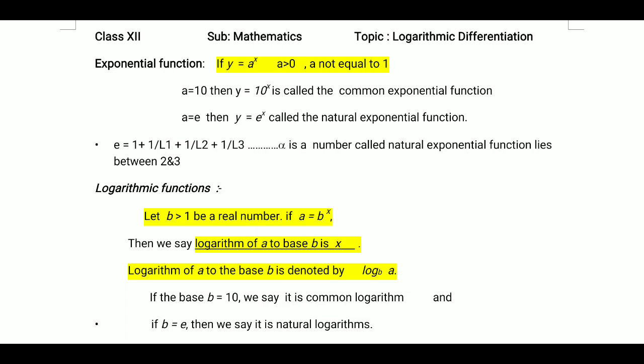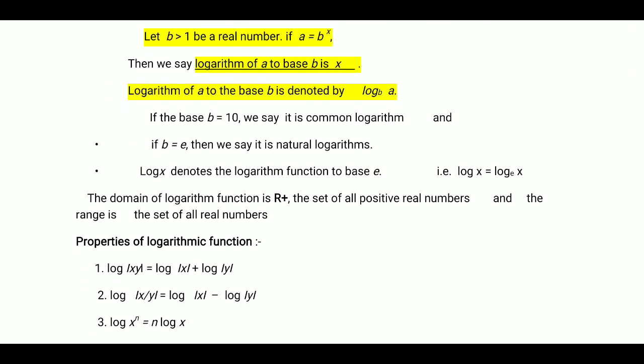How will you write it? Log of a, and small b is at the bottom of log. Log is the short form of logarithm. So it is called log of a base b. If the base b is 10, then it is called the common logarithm. If base b is e, then it is called the natural logarithm, and log x is denoted as the logarithm of base e.